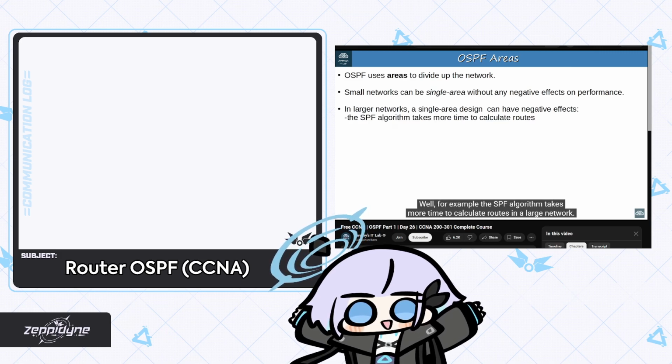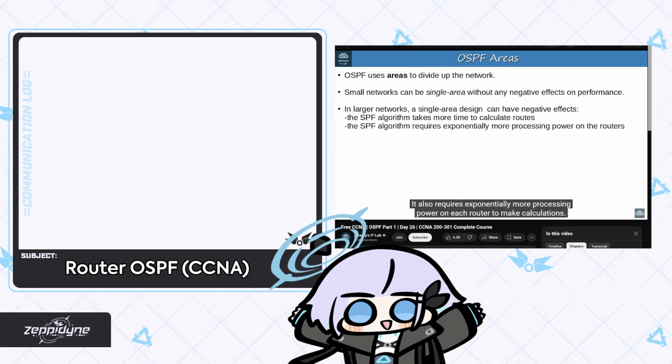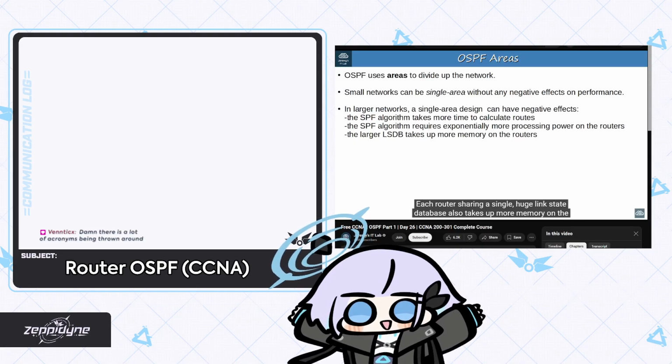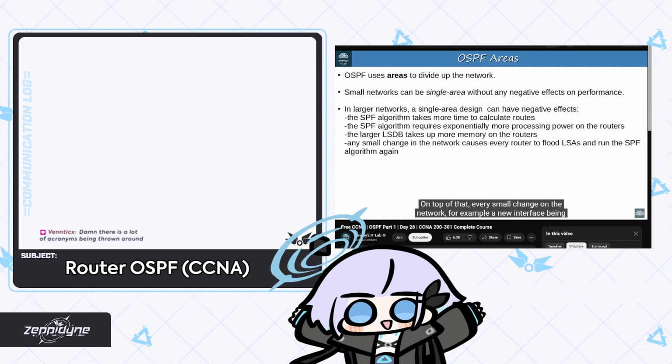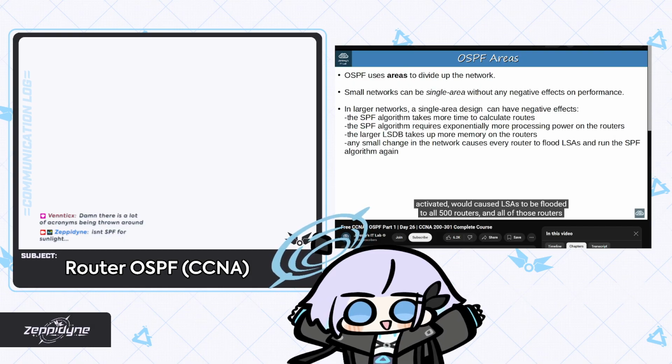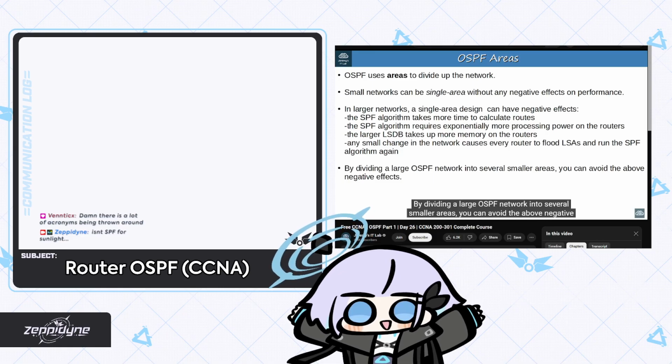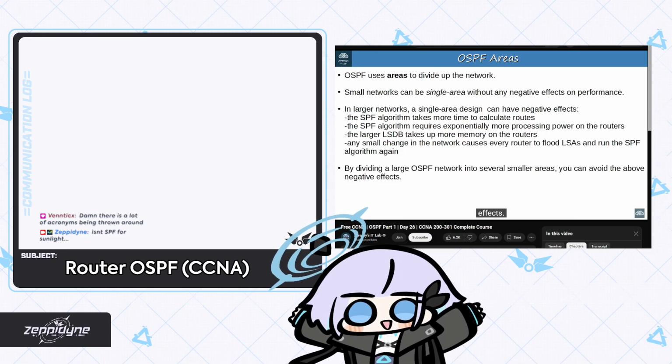Well, for example, the SPF algorithm takes more time to calculate routes in a large network. It also requires exponentially more processing power on each router to make calculations. Each router sharing a single huge link state database also takes up more memory on the routers. On top of that, every small change on the network, for example a new interface being activated, would cause LSAs to be flooded to all 500 routers, and all of those routers would have to do the SPF calculation again. By dividing a large OSPF network into several smaller areas, you can avoid the above negative effects.